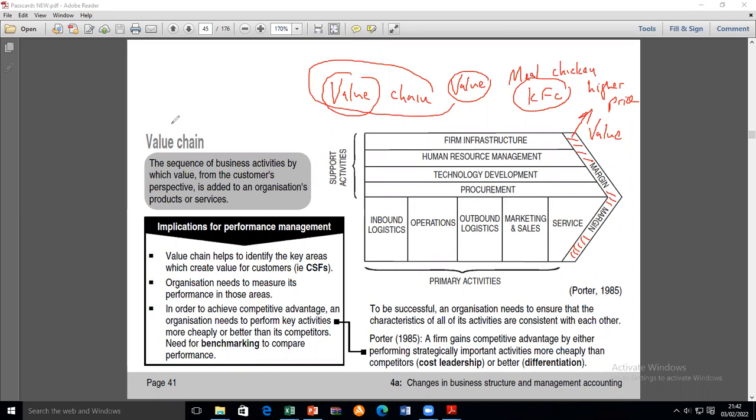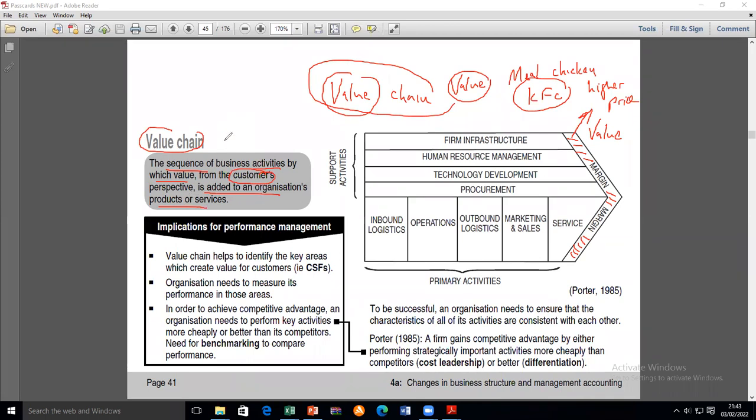So in every organization that you work in, you can create value by rearranging your activities properly, by realigning your activities. In other words, you need to identify the value chain within your organization. So what is the value chain? It's a sequence of activities by which value from the customer's perspective is added to an organization's products or service.